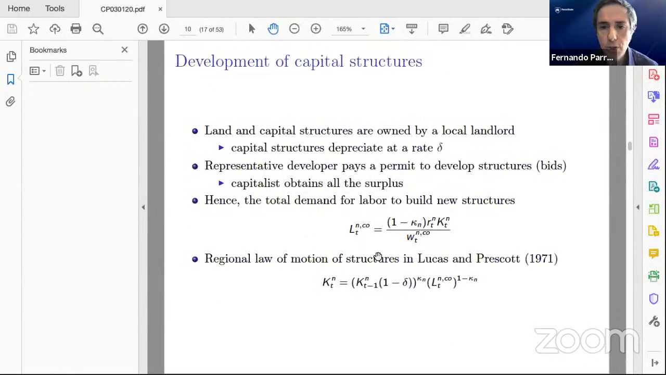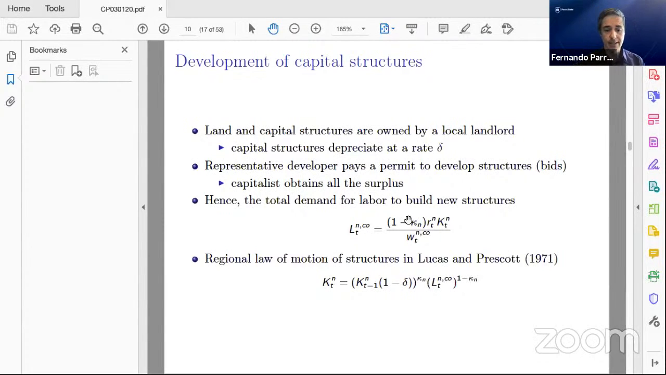The last building block is on capital structures. So we have a capitalist that owns the lands and capital structure in a given location, and we have developers that pay a one-period permit to develop new structure in that location. From the developer maximization problem, we determine the demand for labor in this sector that we call construction, that is going to be used to build new structure. And one minus kappa is the share of labor needed to build new structures in location N.